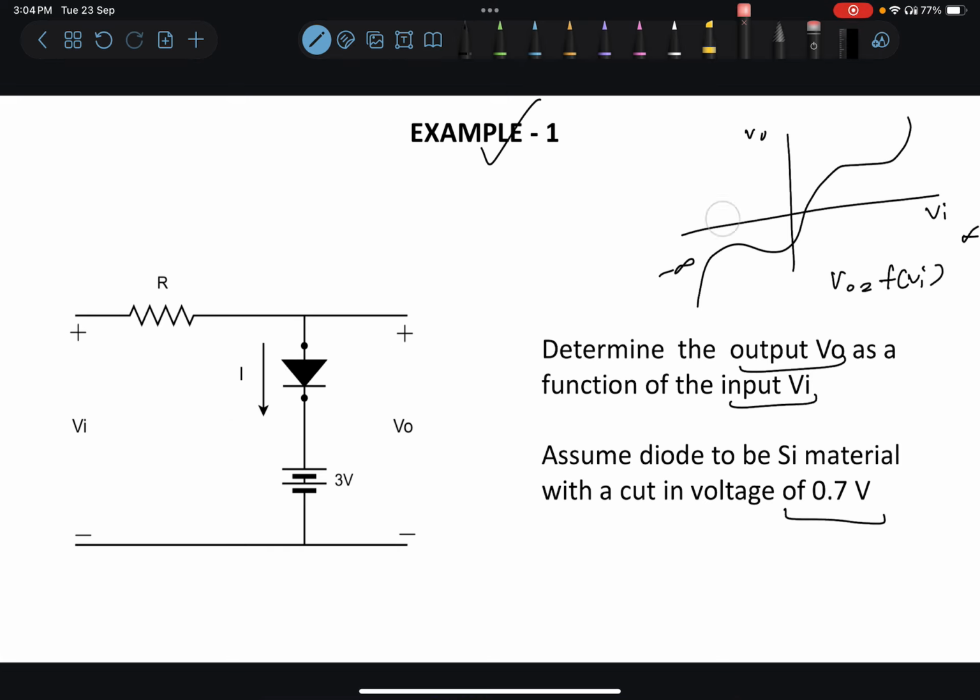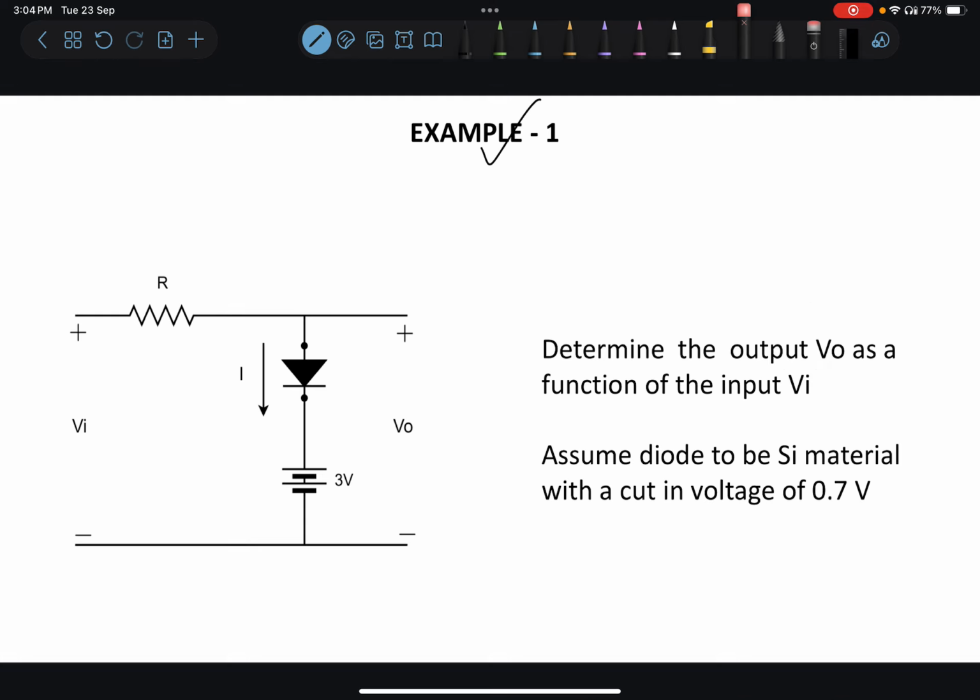In order to find the output-input relationship, we will vary the values of the input from minus infinity to infinity. Just for convenience, we would vary the input from minus 5 volts to plus 5 volts to capture the changes in the output-input relationship when we vary the input. So let's say we have the input voltage at minus 5 volts.